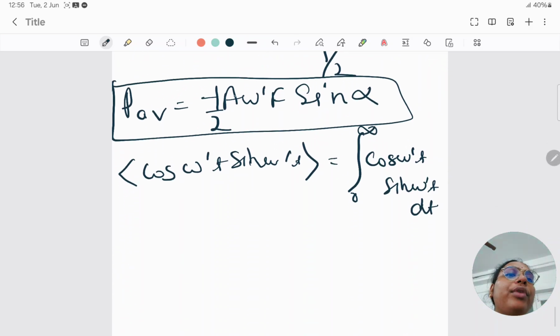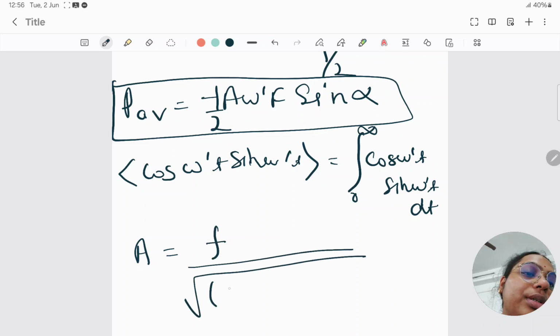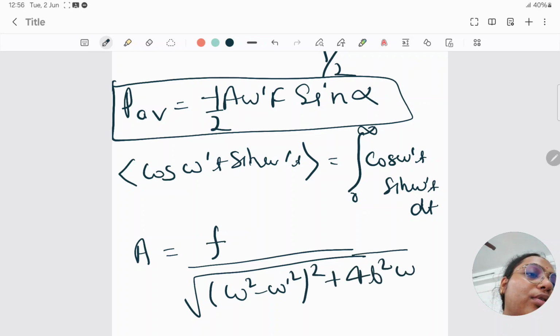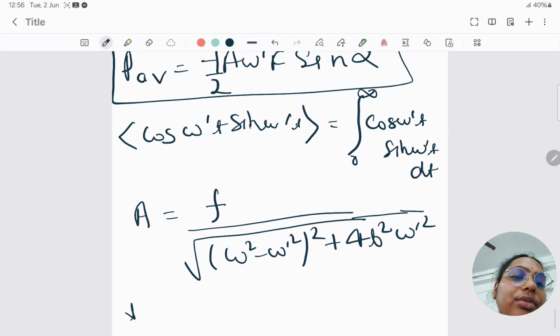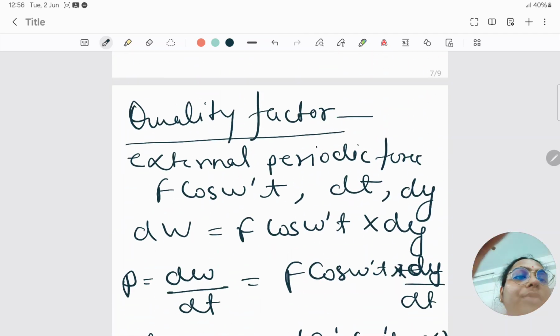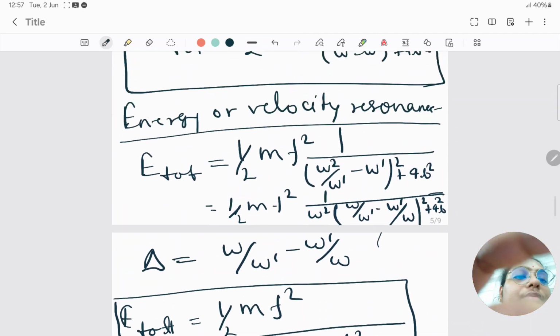So now we know what is a. A is nothing but small f divided by root over omega square minus omega dash square whole square plus 4b square omega dash square. Okay, and sin alpha, we know the tan alpha. What is tan alpha? Tan alpha we have derived above.